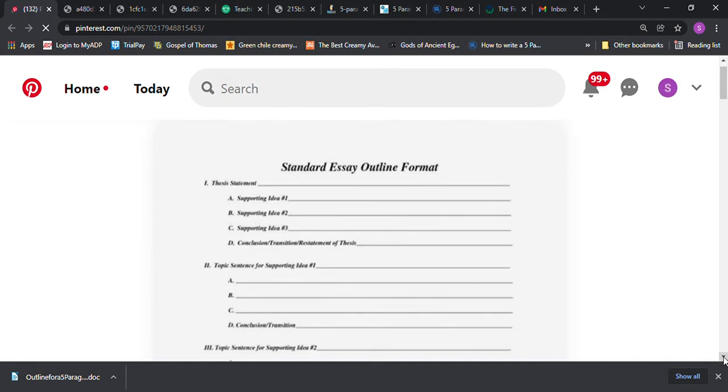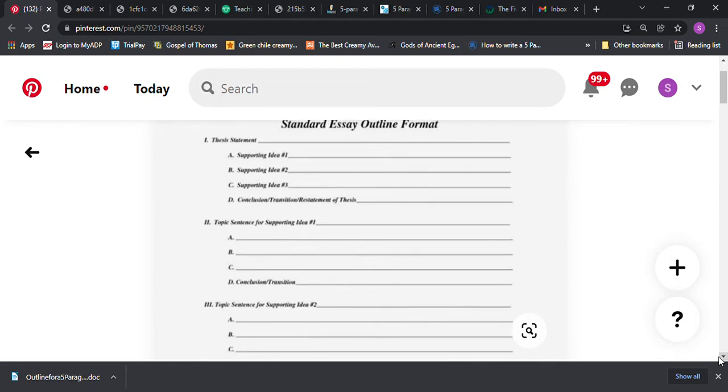It shows a thesis statement, supporting idea 1, supporting idea 2, supporting idea 3 as A, B, and C. And then a conclusion, transition, restatement of thesis as D. In each one it says conclusion, transition as D, because you're giving the conclusion of that paragraph, but you're also transitioning into the next paragraph. So I like the way they worded that one.